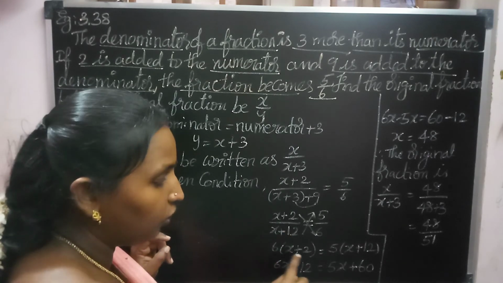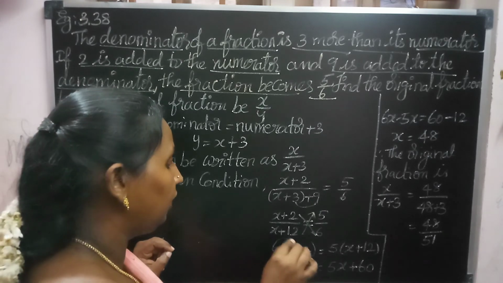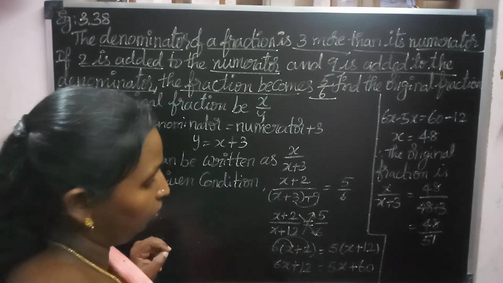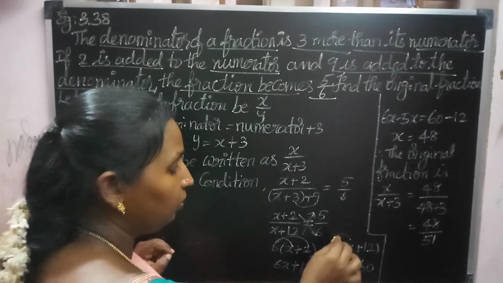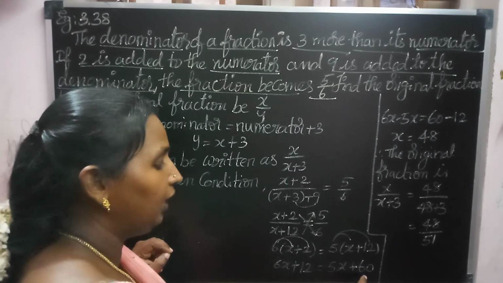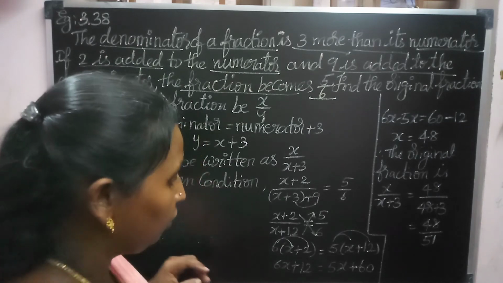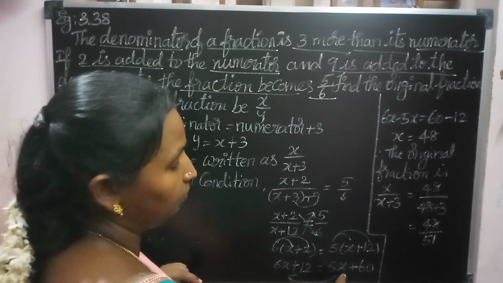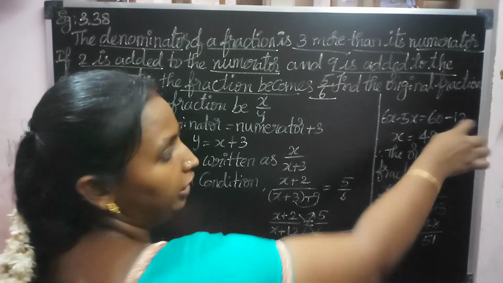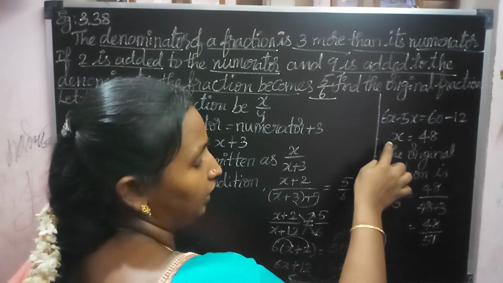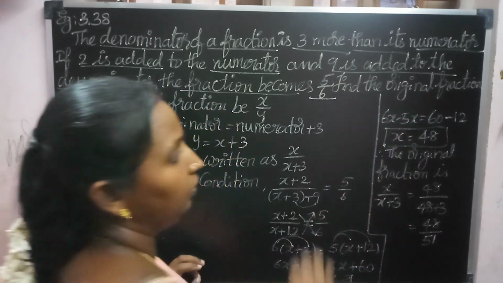So we get 6 into x plus 2 equals 5 into x plus 12. 6 into x gives 6x, 6 into 2 gives 12, so we get 6x plus 12 equals 5 into x, 5x, and 5 into 12 gives 60. So 6x plus 12 equals 5x plus 60. So 5x comes to this side, and 12 goes to the right hand side. 6x minus 5x equals 60 minus 12. 6x minus 5x equals x, and 60 minus 12 gives 48. So the x value is 48.